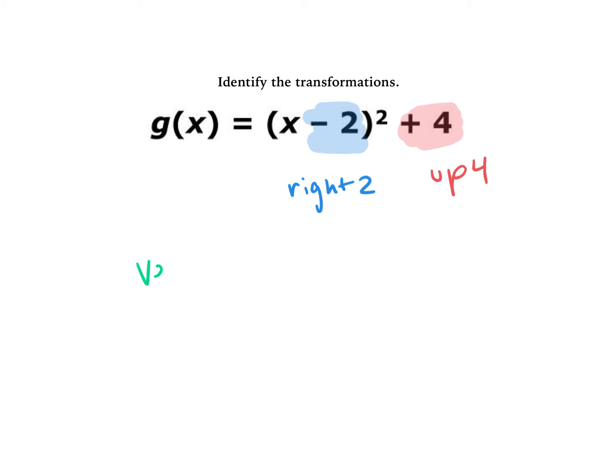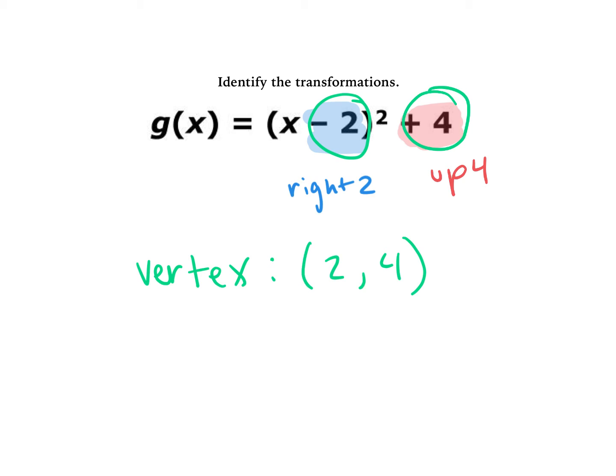Now what would our vertex be? Perfect. 2, 4. Because we get it from this number inside and the number that's added outside. And we always flip the sign of our H. This is our H, this is our K. Now what's our axis of symmetry? It's always x equals whatever your x is here. So x equals 2.